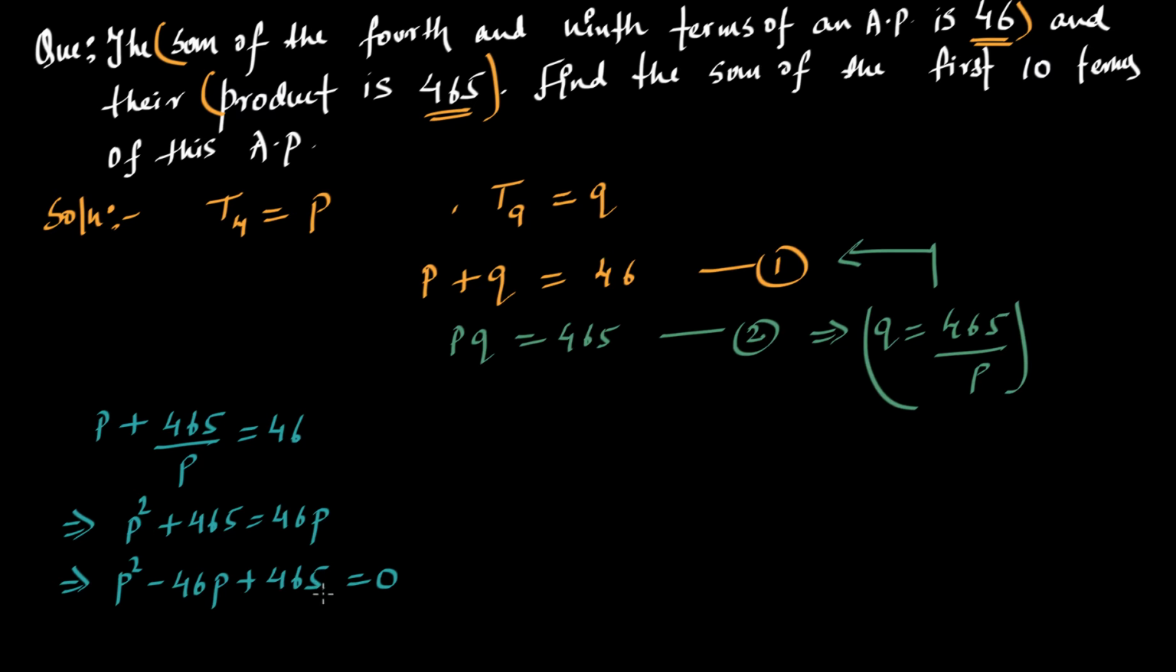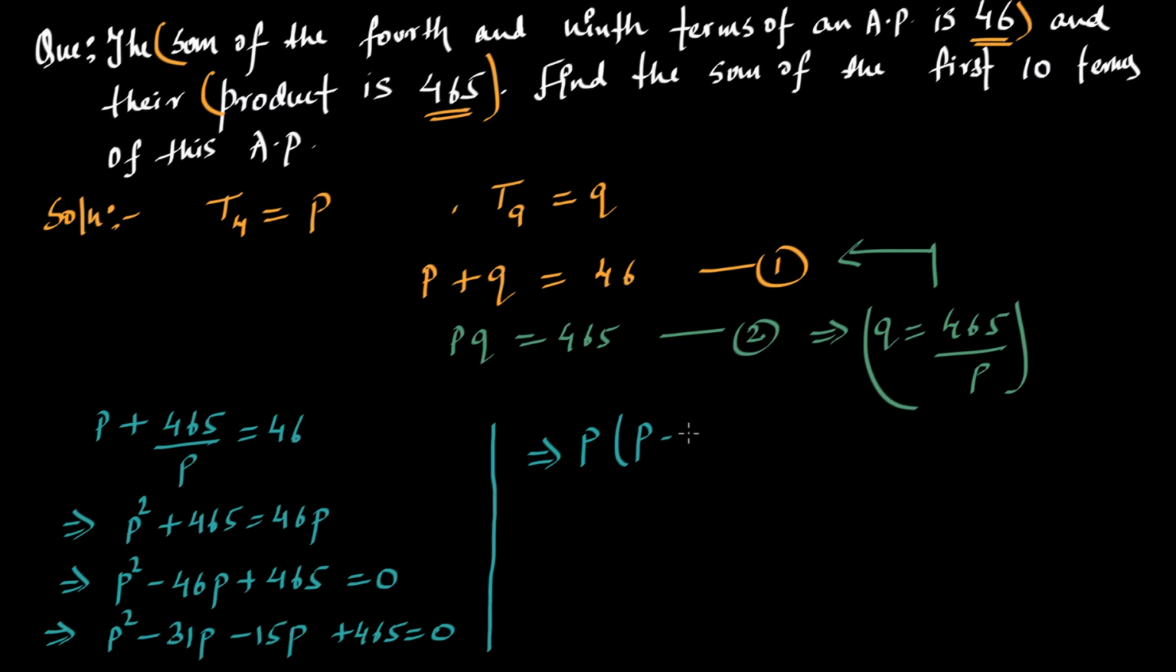Now when you look at the factors of 465, you can say that 15 and 31 are the factors that will satisfy this equation. That is, I can write it as P square minus 31P minus 15P plus 465 is equal to 0, because minus 31 plus minus 15 is minus 46, and minus 31 into minus 15 will give me 465. So both these factors satisfy the given condition, basically using the method of factorization. Now we'll take out the common factors.